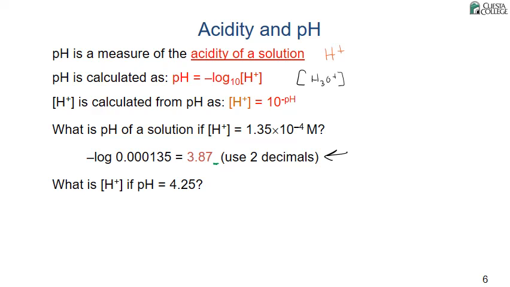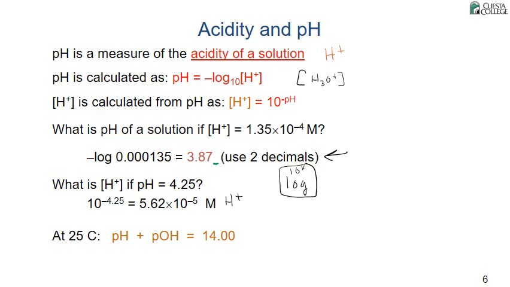One can also calculate the H+ concentration from a given pH. Try this in your calculator, see if you get the right answer. By raising 10 as a power of negative 4.25, one can calculate the H+ concentration as 5.62 times 10 to the minus 5th molar. If you couldn't find the 10 to the x button on your calculator, it's usually right above the log button on your calculator. You just have to use the second function.